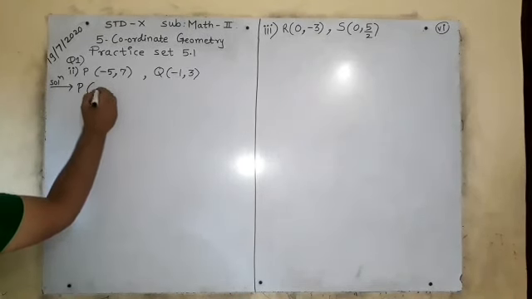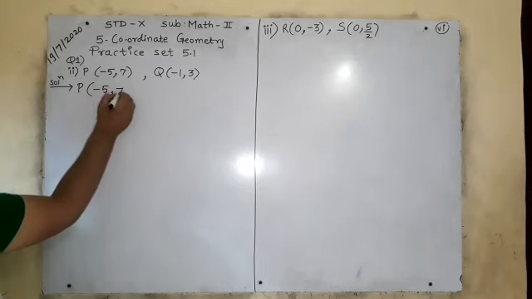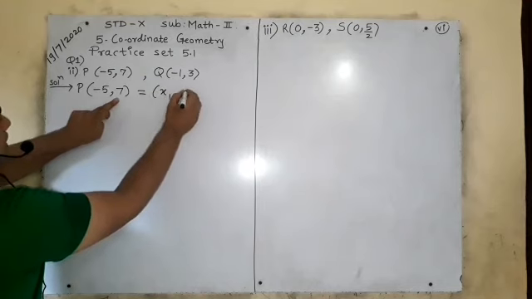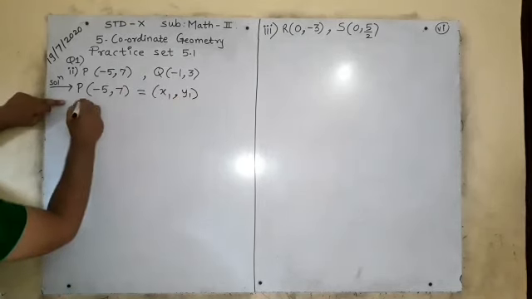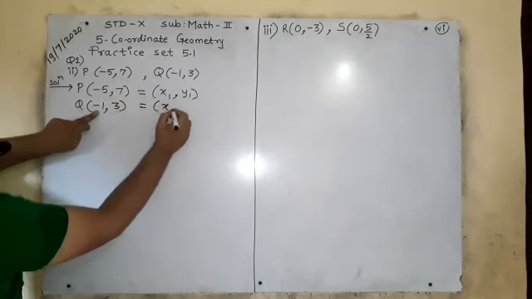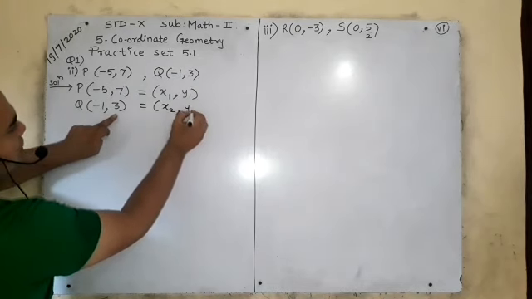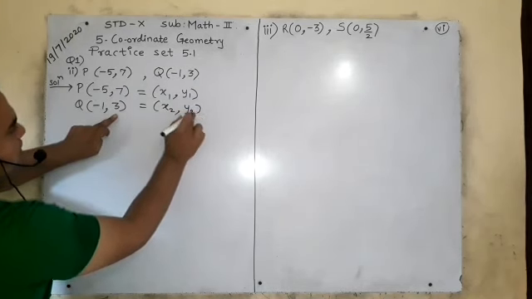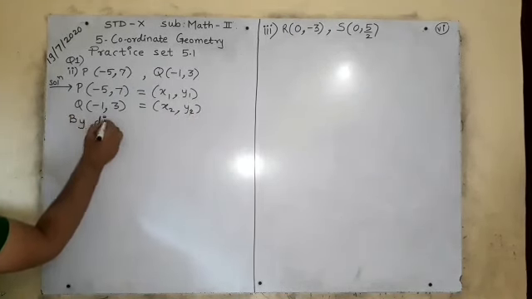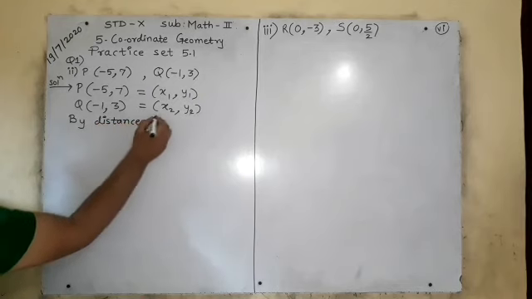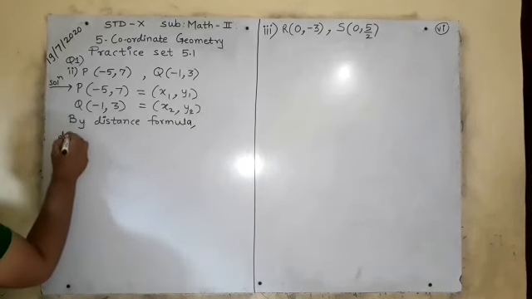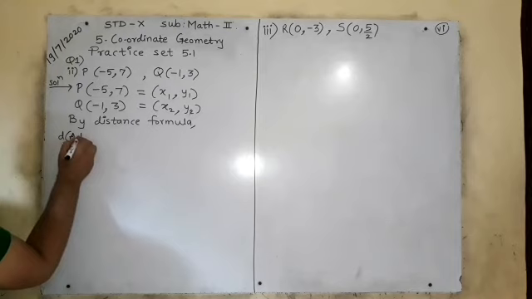The coordinates of point P are minus 5 comma 7, which is equal to, this will be x1 and this will be y1. Okay. Now write, point Q is having 2 coordinates, minus 1 and 3, which is equal to, this minus 1 will be x2 and this 3 will be the value of y2. Is it clear? Okay. So now we will use the distance formula. So students, tell me what is the distance formula here? Distance D between points P and Q.